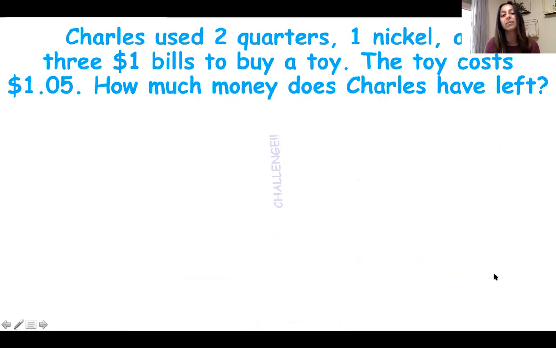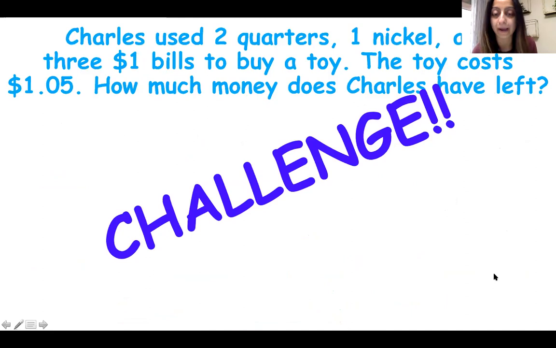Now our next problem is a challenge problem. This problem is going to be a little different. It might require you to do 2 steps, 2 things to figure out the answer. So really listen carefully to this problem so that you understand what the 2 steps are. Okay? Make a movie in your mind of what Charles is doing in this problem, what money he has and what he does with that money. And then draw a picture to go with what you imagined to figure out your answer. All right? So let's do this one together.